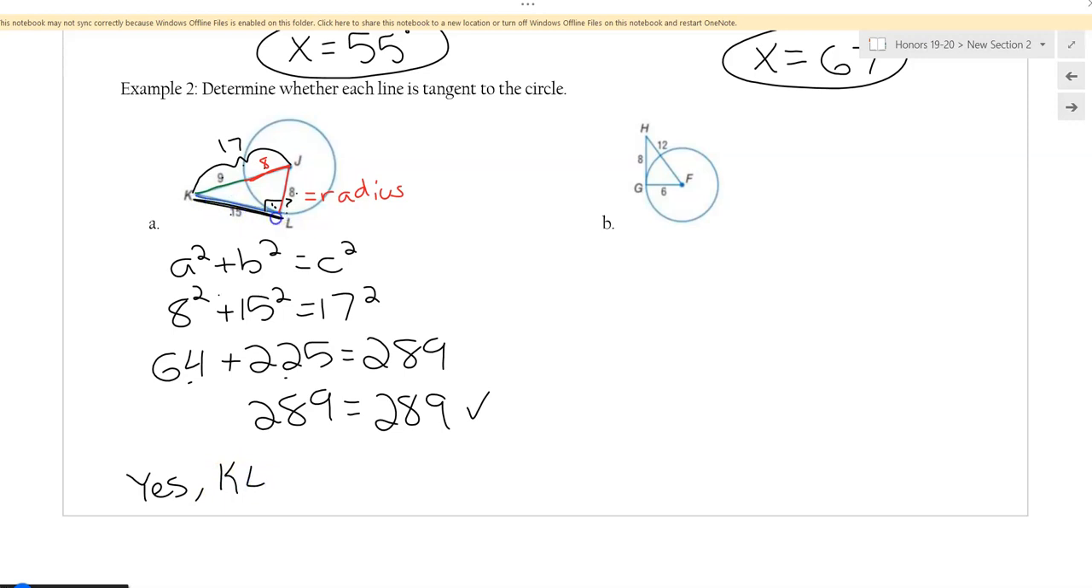So, yes, KL, this line here, is tangent to circle J. Okay. So because the Pythagorean theorem worked, this is a right angle, and if this is a right angle, then this line is tangent. Next one.